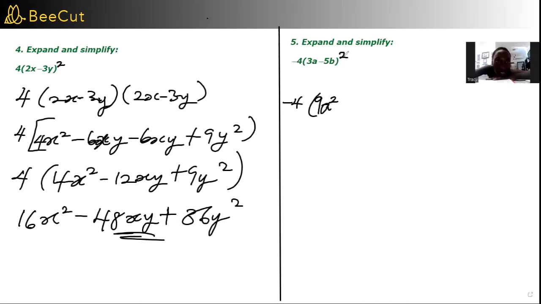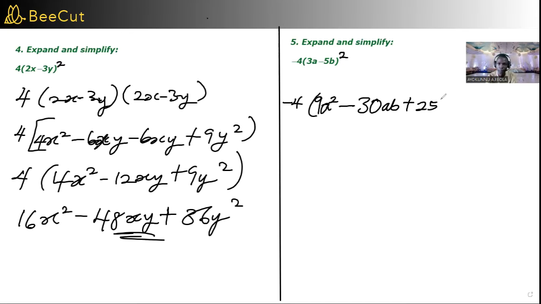Then the other one, multiply 2 by 3a by 5b. What do you have? 2 times 3 is 6. 6 times 5 is 30. So minus 30ab. Then multiply the last one. Minus times minus is what? Plus. What is 5 times 5? And what is b times b?